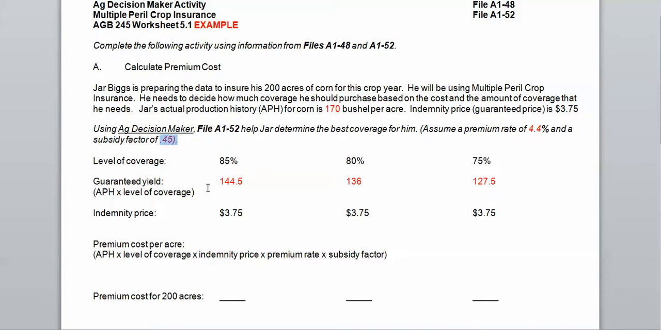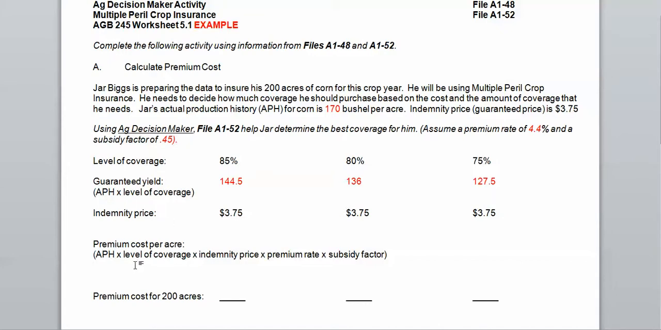Subsidy factor refers to what percent of the actual premium we pay. In this example, we only pay 45% of the premium. The reason for that is it's subsidized by the federal government. The United States Department of Agriculture subsidizes our crop insurance program. They pay about 55 to 60% of crop insurance premiums. We pay the remaining. In this case, we pay for only 45% of the actual premium.